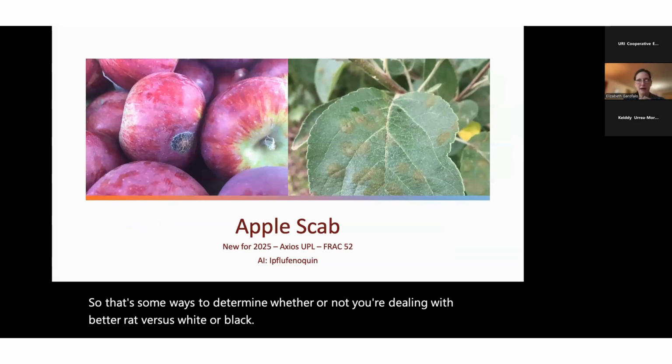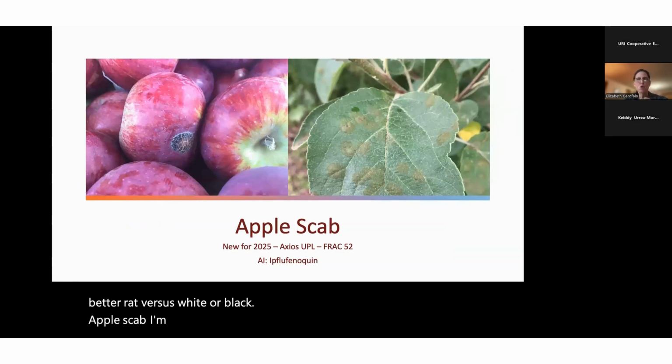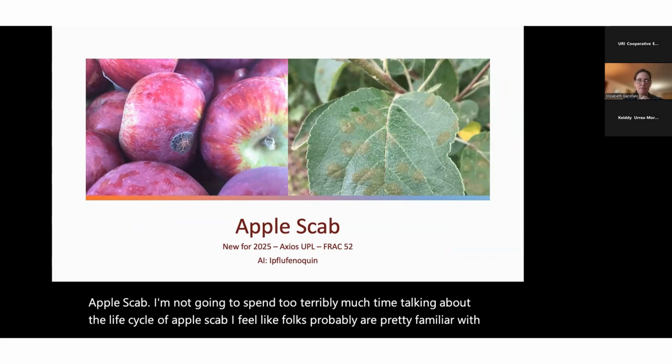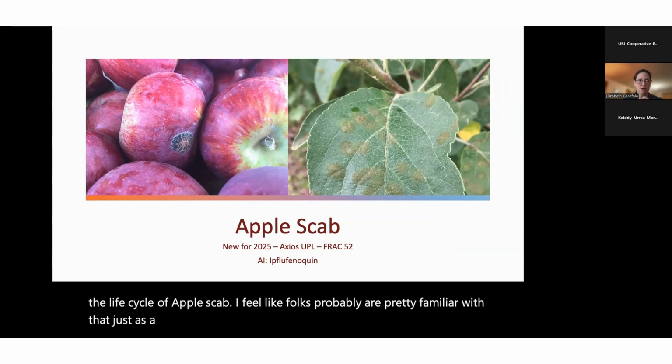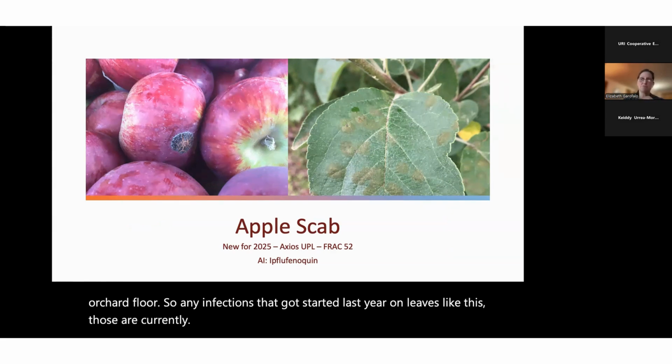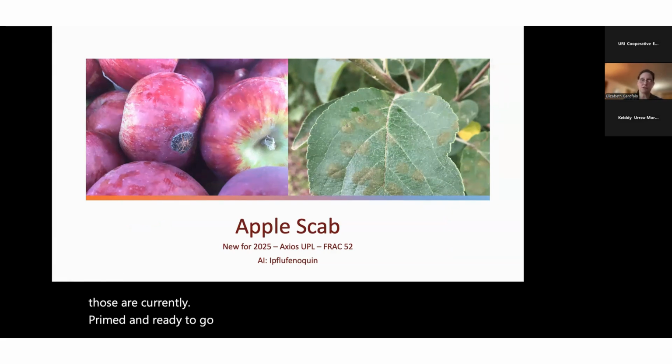Apple scab, I'm not going to spend too terribly much time talking about the life cycle of apple scab. I feel like folks probably are pretty familiar with that. Just as a reminder, it overwinters in the leaf litter on the orchard floor. So any infections that got started last year on leaves like this, those are currently primed and ready to go to cause infection for this year.